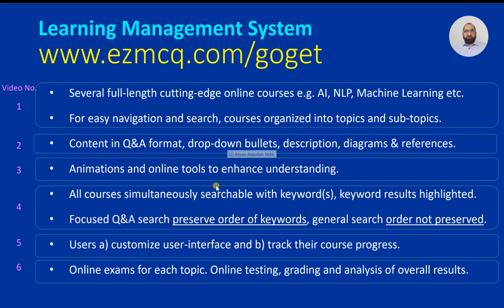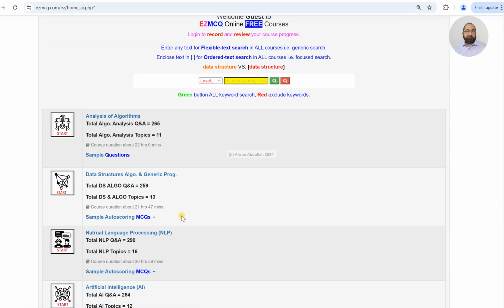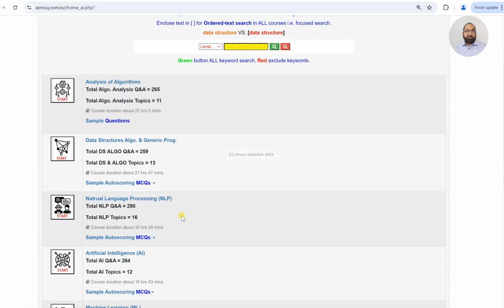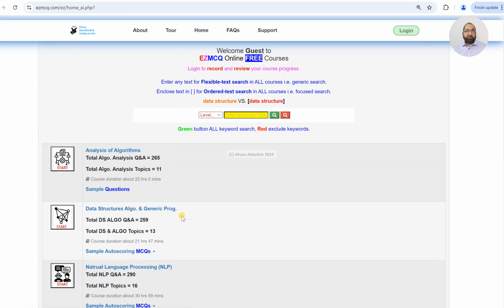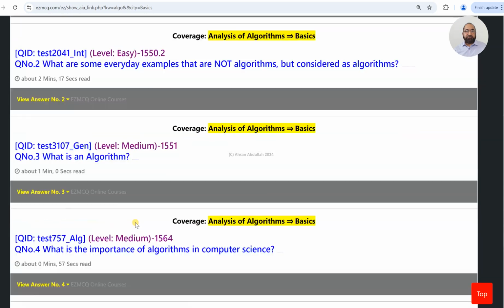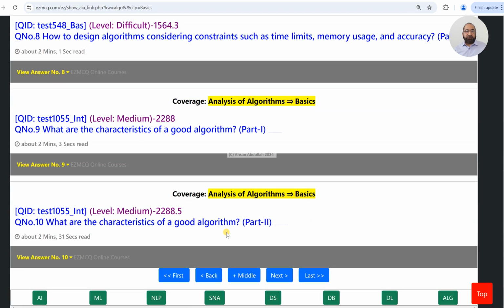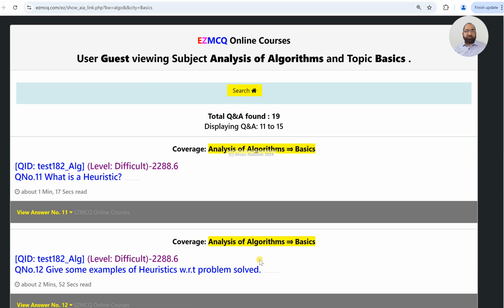So now we move on to the supplemental website. As you can see, there are quite a few courses here, cutting edge hard courses such as natural language processing, machine learning, and artificial intelligence, in addition to the core computer science courses. We move on to the course of our interest, which is analysis of algorithms. We are at the basics topic, and we have covered the previous questions and answers, which I'm skipping, and now I am moving to the questions and answers for this section.